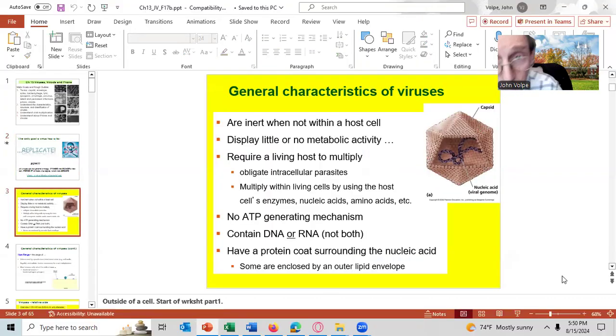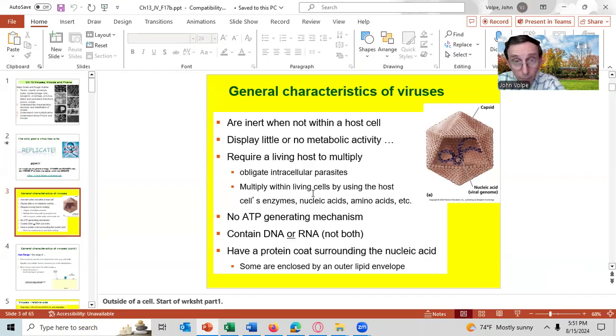All right, let's talk about some general characteristics of viruses. Viruses are inert when they are not within their host cell, meaning they display little or no metabolic activity when a virus is outside its host cell. Viruses require a living host to multiply. So you can say that viruses are obligate intracellular parasites. A parasite is something that lives on something else, and viruses require their host cell to live. So obligate, must. Any question about that?